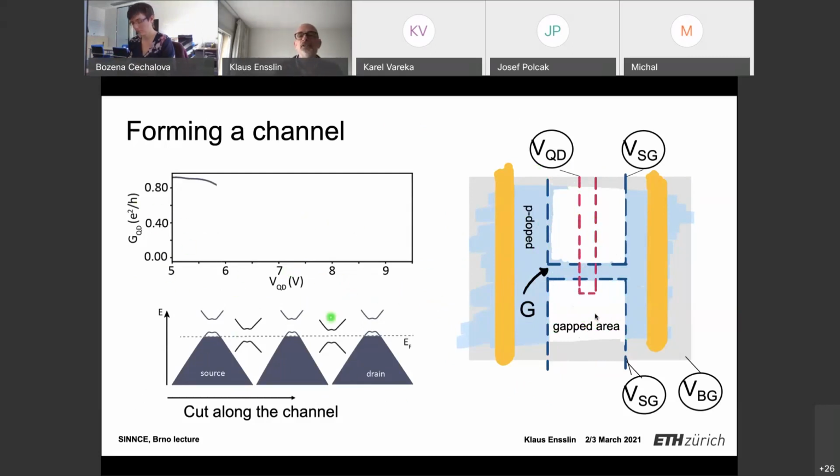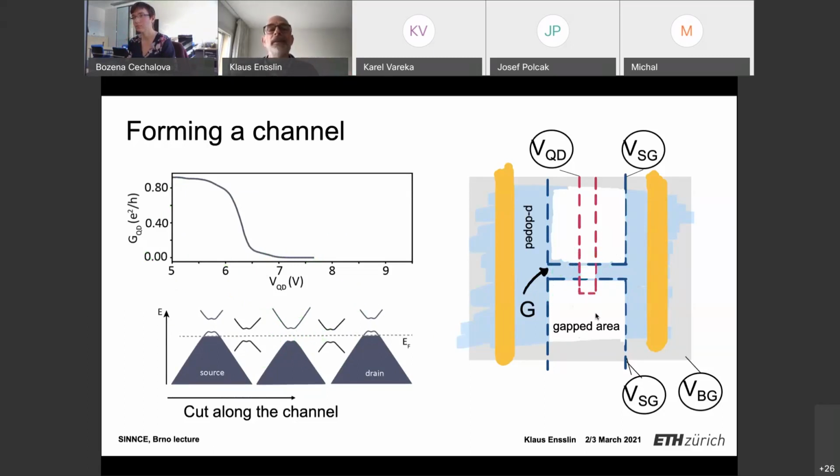Now let's tune this little red gate, and that's the horizontal axis here. If this gate is close to 0, you see the Mexican hat band structure at the bottom. The Fermi level lies in the valence band, and current flows. Conductance is finite. Now, we apply a more positive voltage to this little red dashed gate, and now we position the Fermi level in the gap just in this little region here. And that means that the conductance is suppressed. This is very similar to what I've shown you before. That's the pinch-off of this local region.